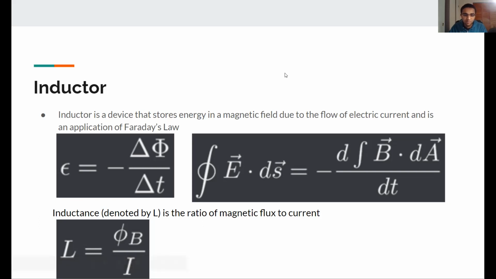Faraday's law allows a current to create magnetic flux, right? And so we have a term called inductance, which is the key property of the inductor, and it's defined to be the ratio of the magnetic flux to the current. Here you can see the equation of Faraday's law. On the right is the most complicated form, and on the left is the simplest form. It's essentially the negative change in the magnetic flux with respect to time.